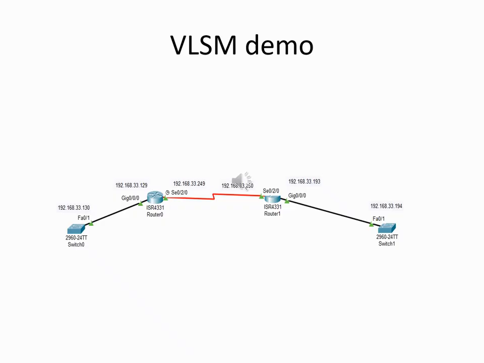Okay, so since we are using VLSM, we know different interfaces have different subnet masks, and also pinging between these switches is not possible. So only if we enable some form of routing will we be able to ping. So I have shown this scenario by enabling the static route for both sides.